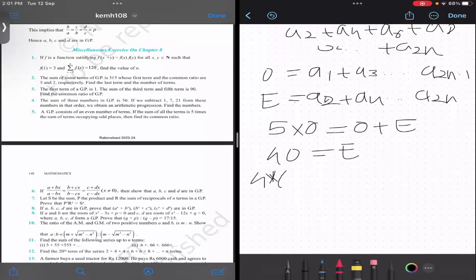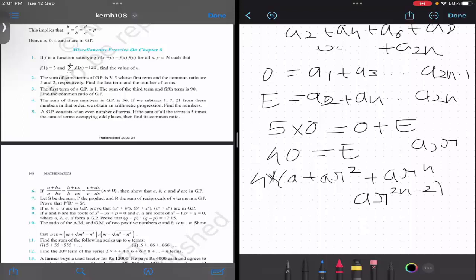Now I'm going to represent the GP in the form of first term being A and the common ratio being R, right? The first term of odd terms at the odd places is going to be A because the first term is A. Then it's not going to be AR, rather it's going to be AR square. Now why is that? Because the second term in the series here would be the third term and not the second term itself. Then you would have AR square and so on up until AR to the power 2n minus 2, right?